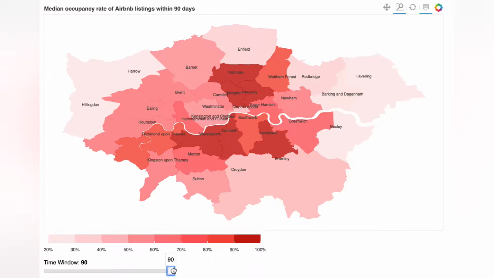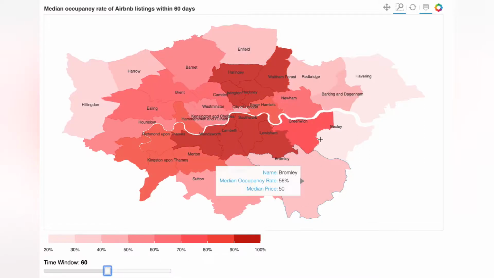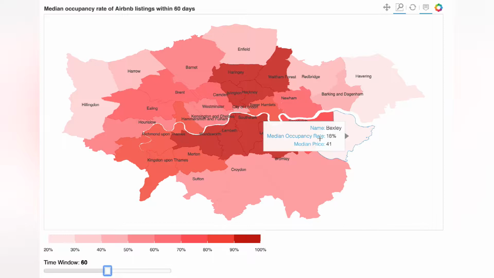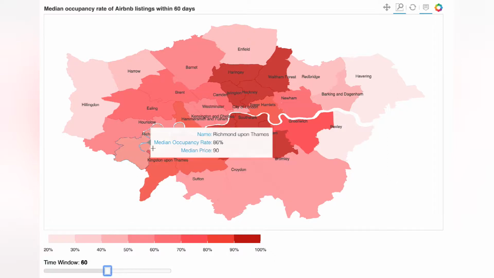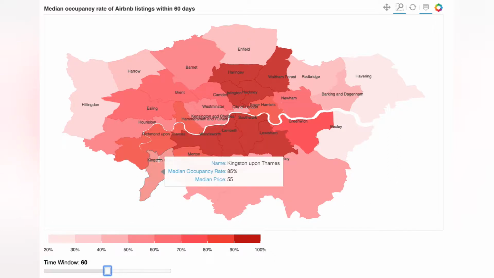As we move the time window to 60 days, we can see that the redness of the map moved to the southwest of London along the River Thames, indicating that when users can't find the ideal place to live in the central area, they are more willing to find a place in southwest London, in areas like Richmond-upon-Thames and Kensington-upon-Thames.